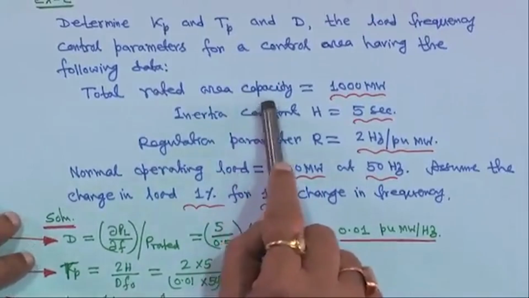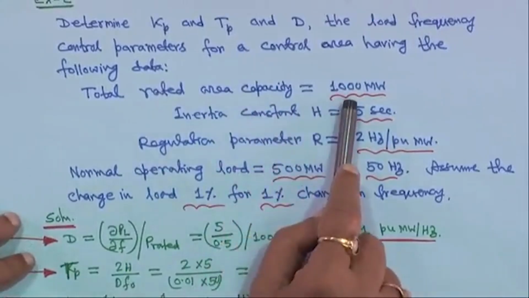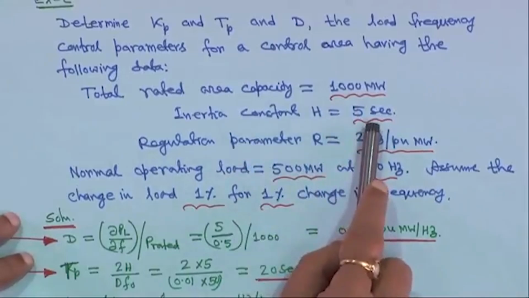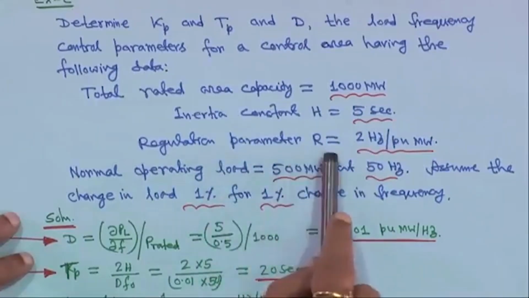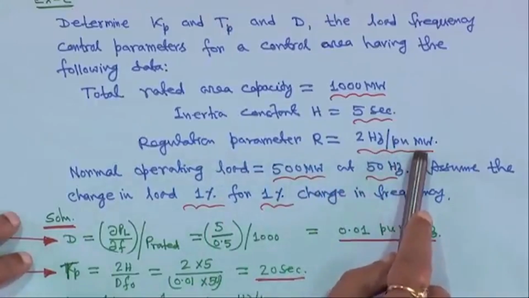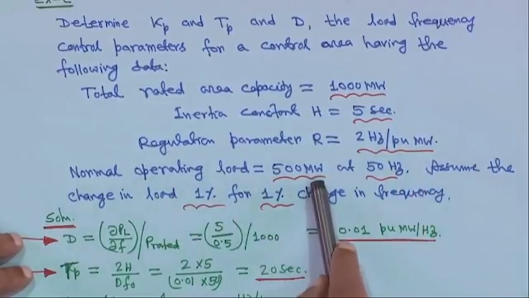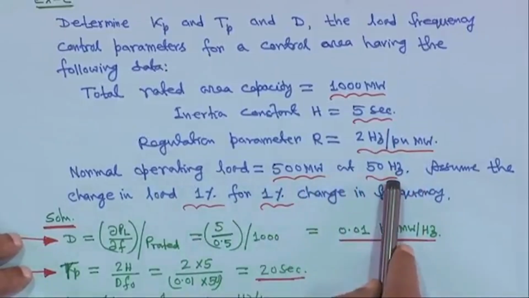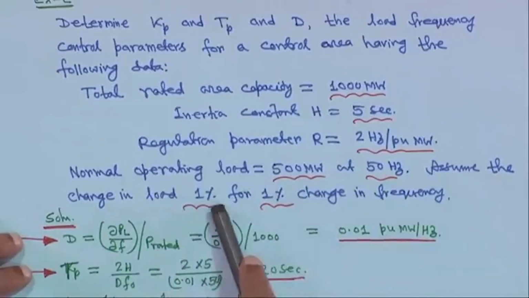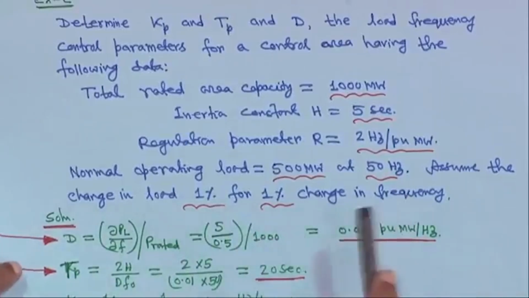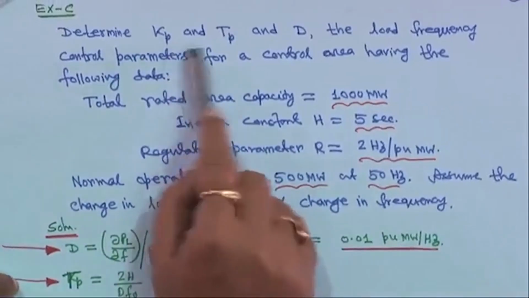The total rated area capacity is given as 1000 megawatt, right? Inertia constant H is given as 5 seconds. Regulation parameter R is given as 2 hertz per unit megawatt. Here it is given hertz per unit megawatt. Normal operating load is 500 megawatt at 50 hertz. Assume the change in load is 1% for 1% change in frequency. Right, this is the problem. You have to obtain Kp, Tp and D.